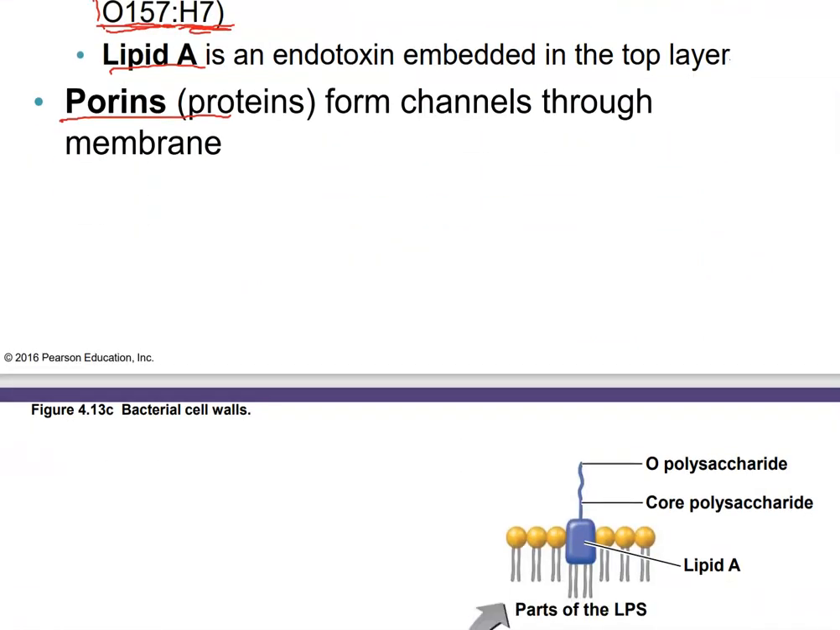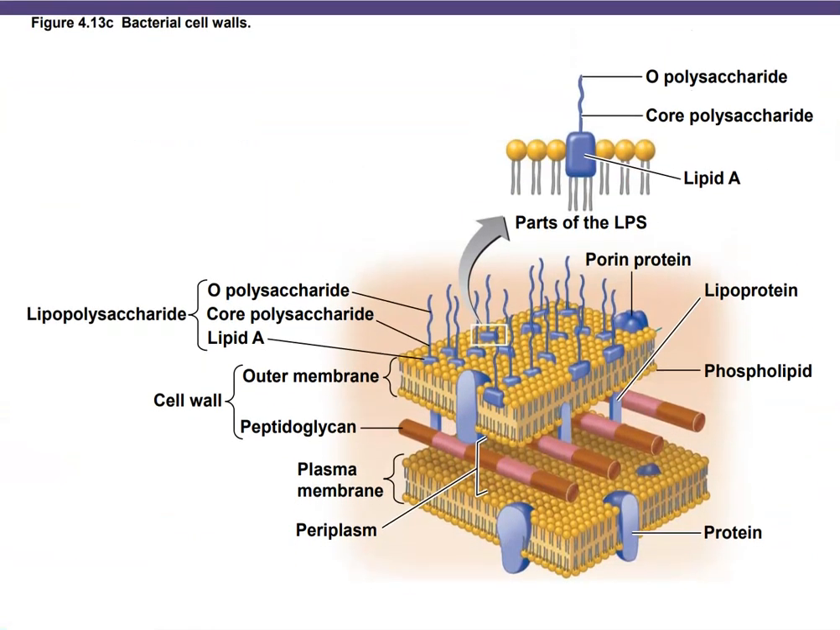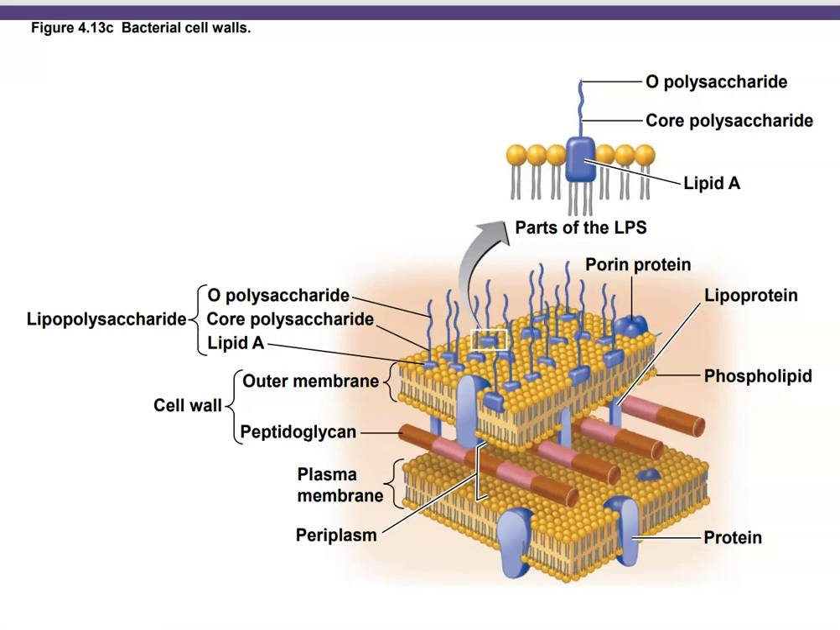Now let's take a look at this. So here is your gram-negative cell wall. To me, it reminds me of an American sandwich. Bread on the bottom, bread on top, and stuff in between. That's how Americans like to eat a sandwich.